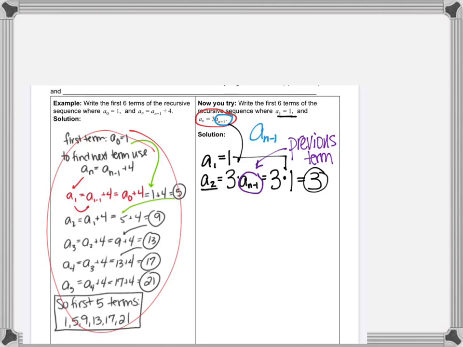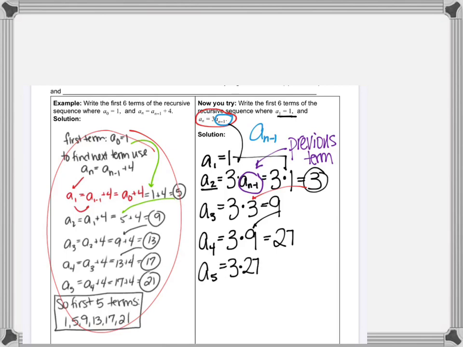All right, they want us to find the first 6 terms. So for A3, I'm not going to rewrite our formula every time. I have to do 3 times the previous term, which we found was 3. And 3 times 3 is 9. So that's great so far. All right, for A4, we're doing 3 times the previous term, which was 9, which here will be 27. And then we're going to go all the way through. For A5, I do 3 times 27, which is 81. And A6, 3 times 81, which is 243.